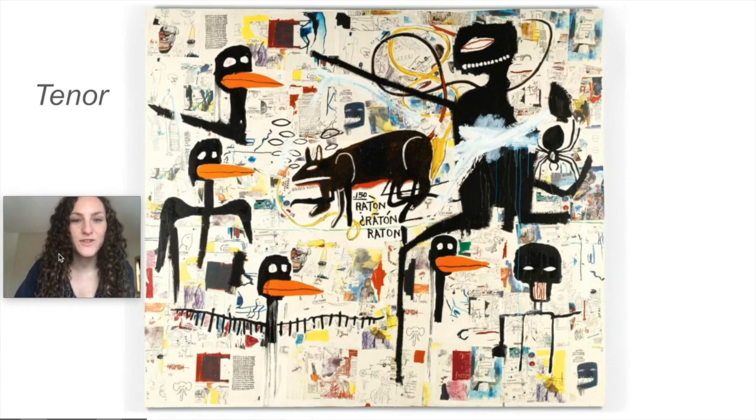Okay, so our first image that we're looking at is this one called Tenor. Look carefully at this image and think about what you see. You might even want to make a list. In this artwork, what's really interesting is that Basquiat is painting on top of a collage. So this is something we might want to use to get inspired.